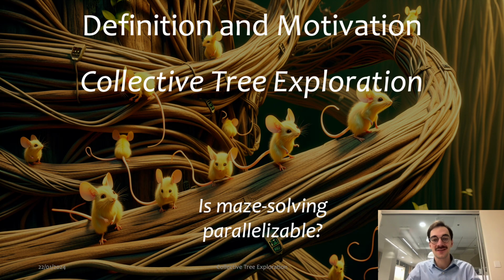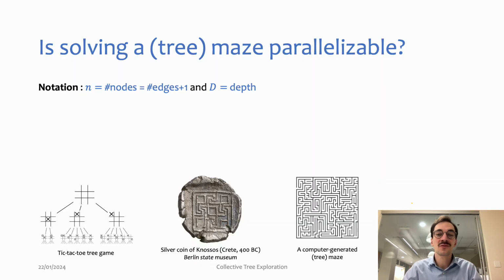The main question of this talk is whether maze solving is parallelizable. To put it in very simple terms, imagine you're lost with a bunch of friends in a maze. Can you find the exit faster than if you were on your own? So the model that we take is extremely simple. It is that the maze is a tree. It's a tree with n nodes, so n is also roughly the number of edges, and depth d.